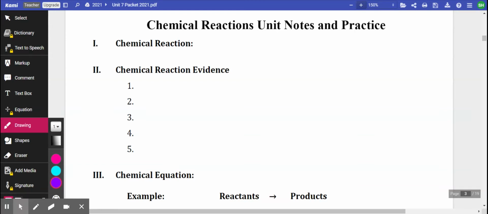All right, so these are our notes on page 3 of our Unit 7 packet on chemical reactions. This is our lesson on an introduction to chemical reactions and how to write a chemical equation. We learned back in Unit 2 what a chemical reaction is, but we're going to go into more depth on this. A chemical reaction is the same as a chemical change.